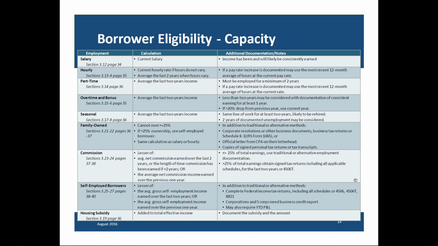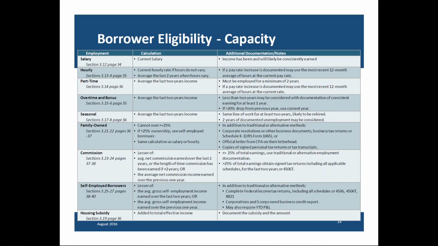Now we're going to go on to capacity. I'm just going to highlight this. We basically need at least 2 years of employment history. So when we're looking at salary, current salary, we're looking for 30 days of pay stubs plus a verification of employment. Same thing with hourly: 30 days of pay stubs and a verification of employment. Now, if a pay rate increase has been documented, we may use the most recent 12-month average of hours at the current pay rate.